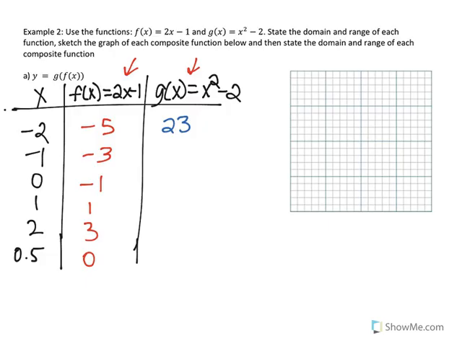Okay, pause the video and fill the rest of this in. So we get 7, negative 1, negative 1, and 7. And the reason I wanted 0.5 is it's going to be that vertex between 0 and 1, and you should have got negative 2. So we're going to graph this.